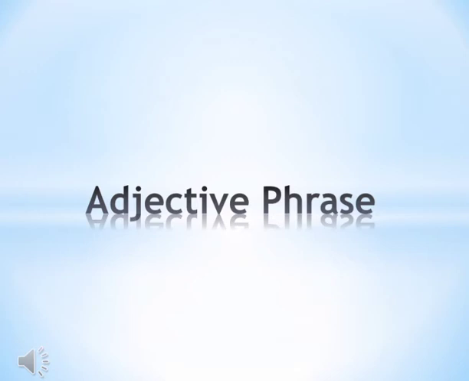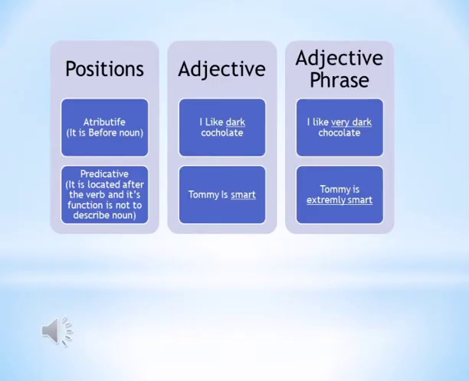Positions, adjective and adjective phrase. Attributive, it is before the noun. Adjective: I like a dark chocolate. Adjective phrase: I like a very dark chocolate. And predicative, it is located after the verb and its function is to describe the noun. Tommy is smart. Adjective phrase: Tommy is extremely smart.